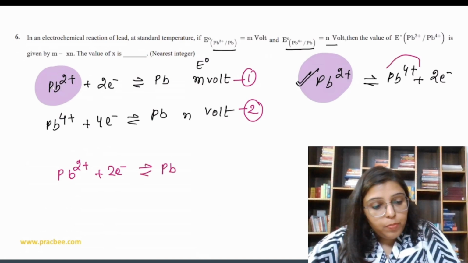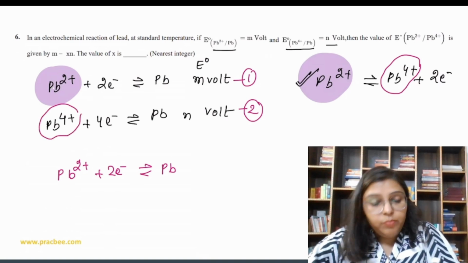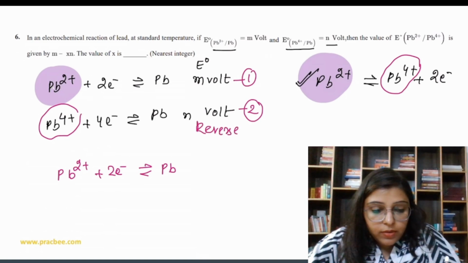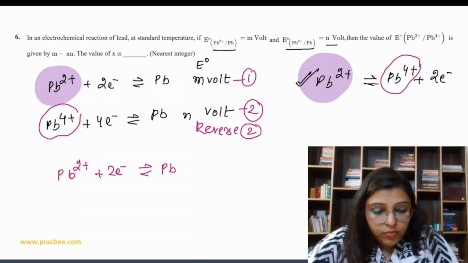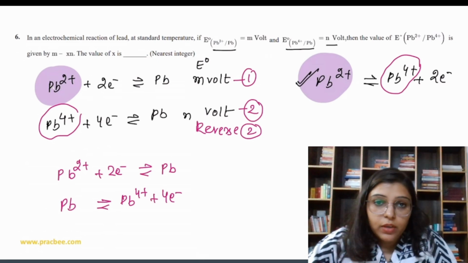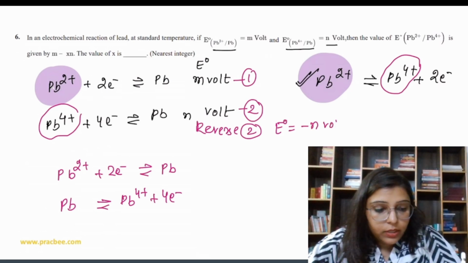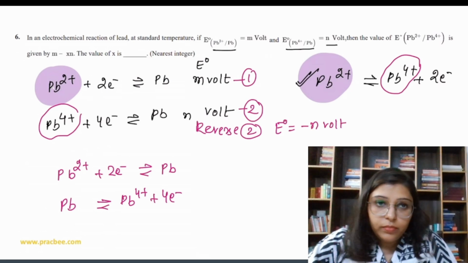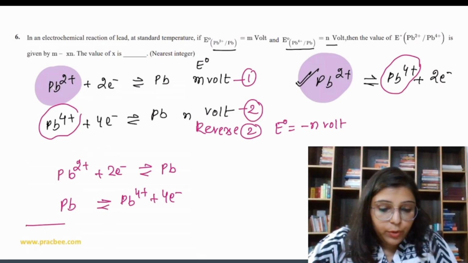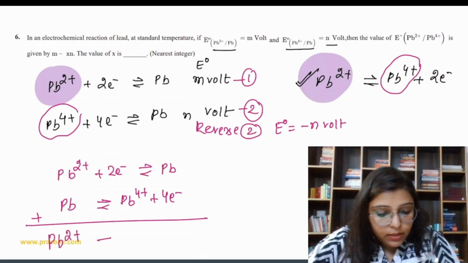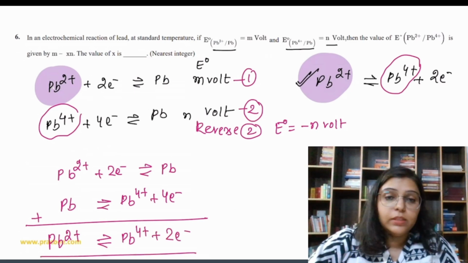Now Pb4+ is on the right hand side, so it means we have to reverse equation 2. If I reverse 2, we get Pb gives Pb4+ plus 4 electrons. On reversing, E naught value is going to be minus n volt. Now we have to add these two equations. On adding, we get Pb2+ gives Pb4+ and 2 electrons. So this is the desired equation.